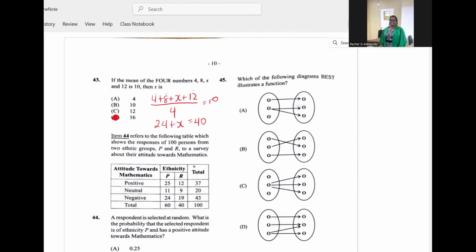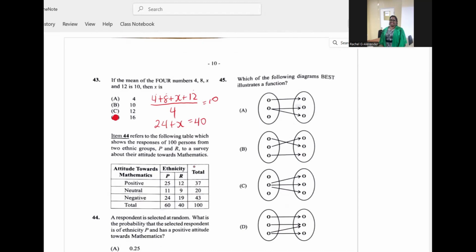Or as a matter of fact, that could have been the working for this as well, because you could have just tried all the numbers in this space. You know that mean means sum of the numbers divided by number of numbers. So for each of the choices of this question, the 4, 10, 12, and 16, you could just add 4, 8. Well, 4 and 8 is 12, and 12 and 12 is 24. So you just have to take that 24 and then add each answer and see which one, when you divide it by 4, would give you 10.